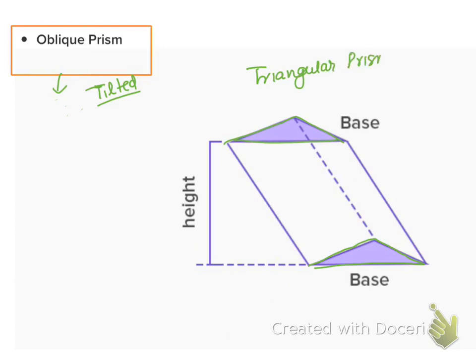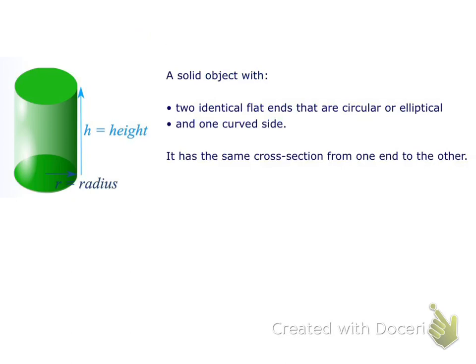The top and bottom bases are not directly above each other, it's a little bit tilted, so that's oblique. But we never take this slanted side as the height. The height is supposed to be this perpendicular distance. This perpendicular distance is the height. Always keep in mind, this is not the height. Let's move to another figure.